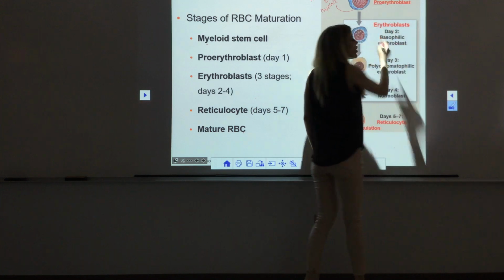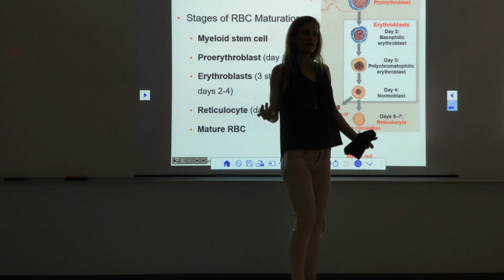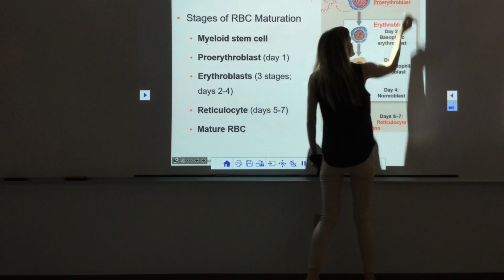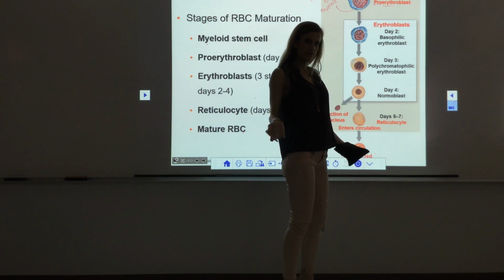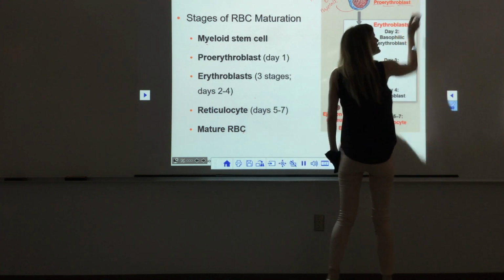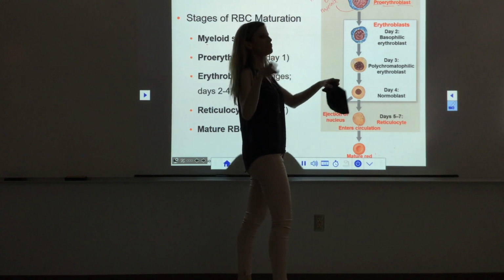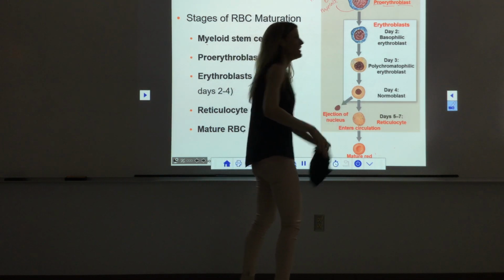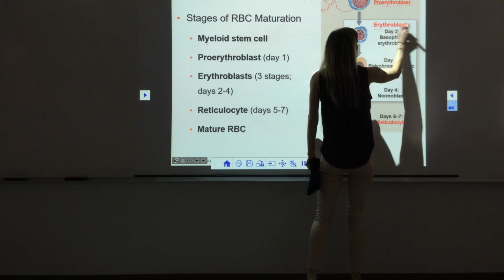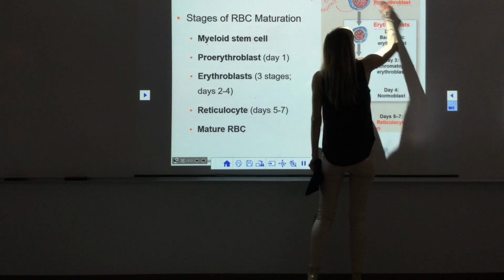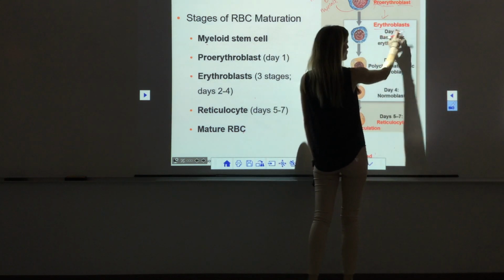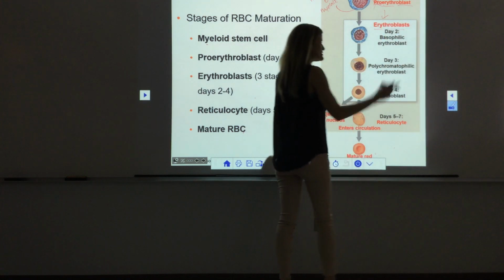The myeloid stem cell gives us a proerythroblast. Pro like pre, right? Erythro like our erythrocyte, right? Red. And a blast is a what? Baby cell. So this is a baby pre-erythrocyte. Then we have our erythroblasts, right? We get rid of this pre thing, and we just have erythroblasts. So that's like our baby red blood cells.